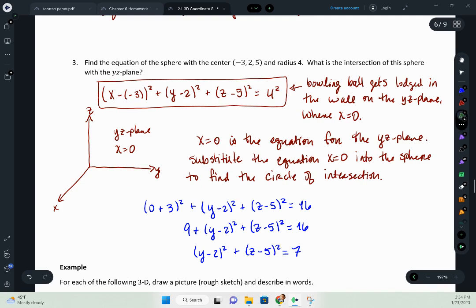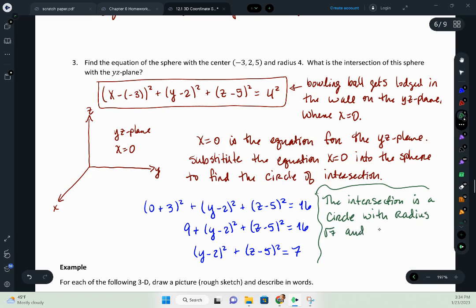And then, so let's see, what's the question? What is the intersection of this sphere with the YZ plane? So I'm going to have my conclusion statement. The intersection is a circle with radius root 7 and center 2, 5. I should say actually, because it's not just 2, 5. X was in there. 0, 2, 5. Okay.